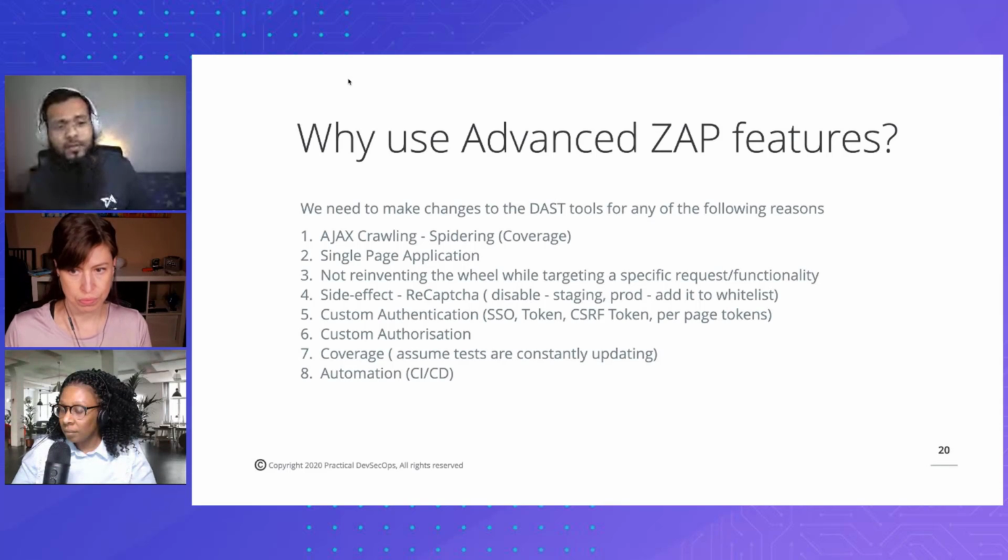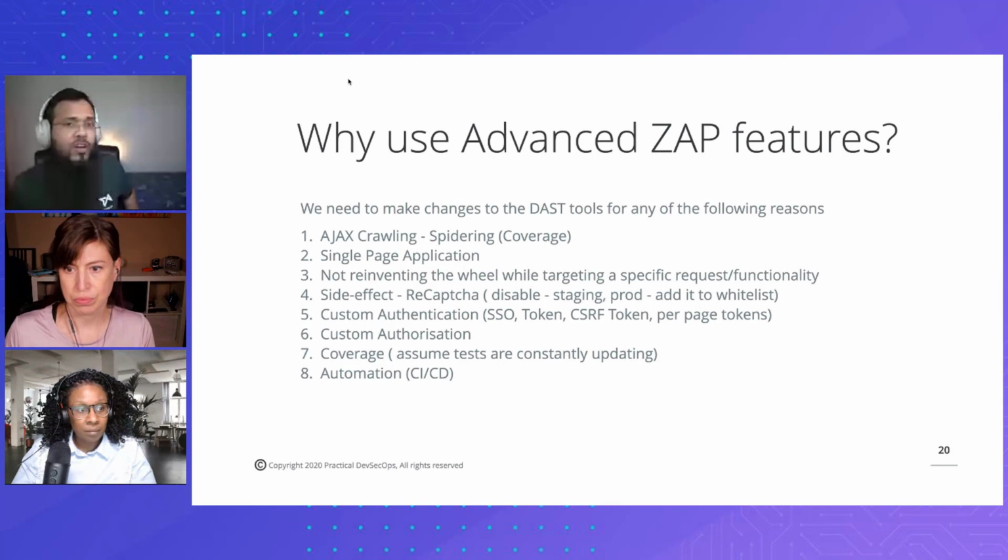Maybe because of AJAX crawling. Maybe your QA team has already created automation to have complete coverage of your application, which AJAX crawling might not be able to find. Then you can use that, and that needs a customization. Single page applications, again because of AJAX, are JavaScript-heavy frameworks. And then you probably don't want to reinvent the wheel.